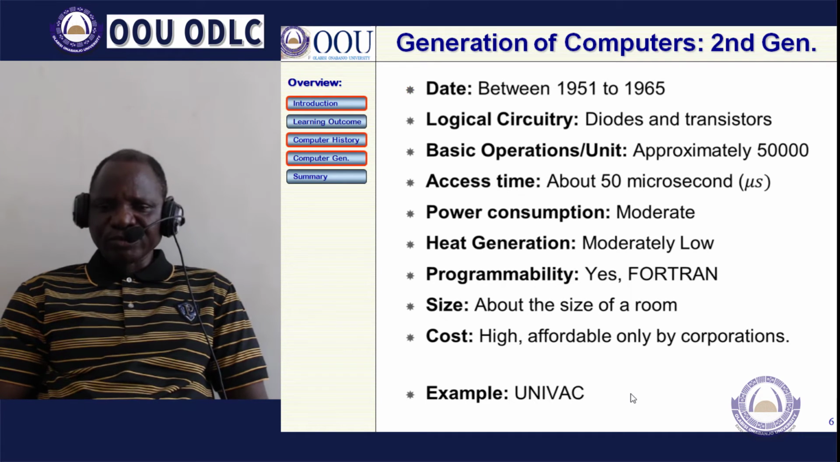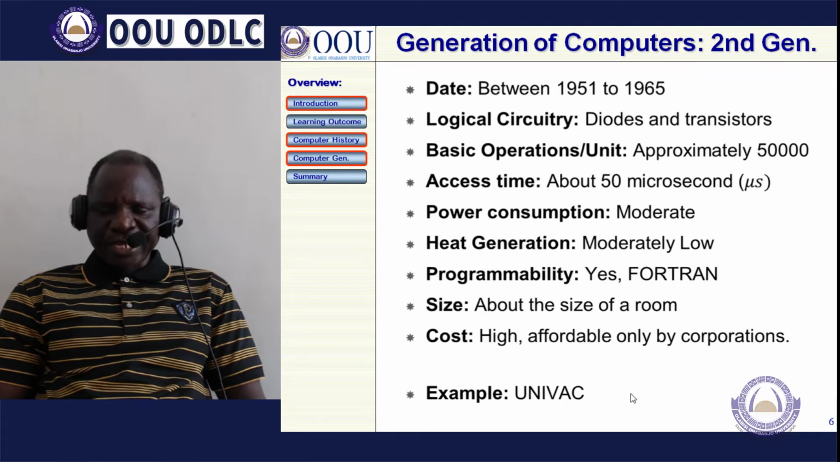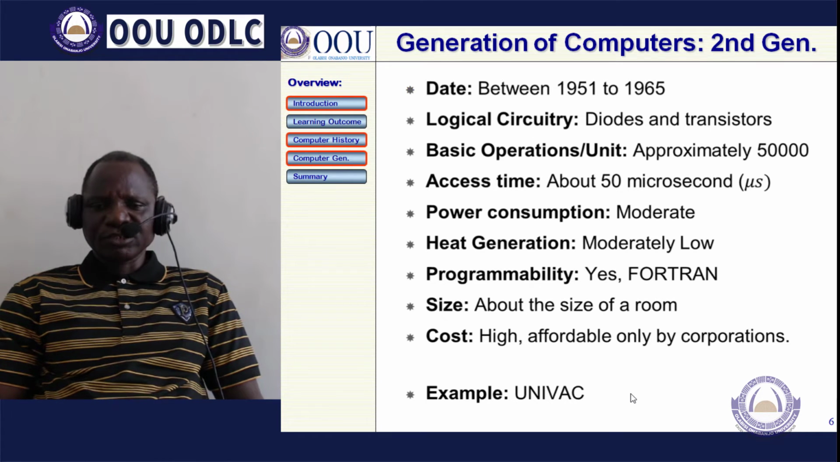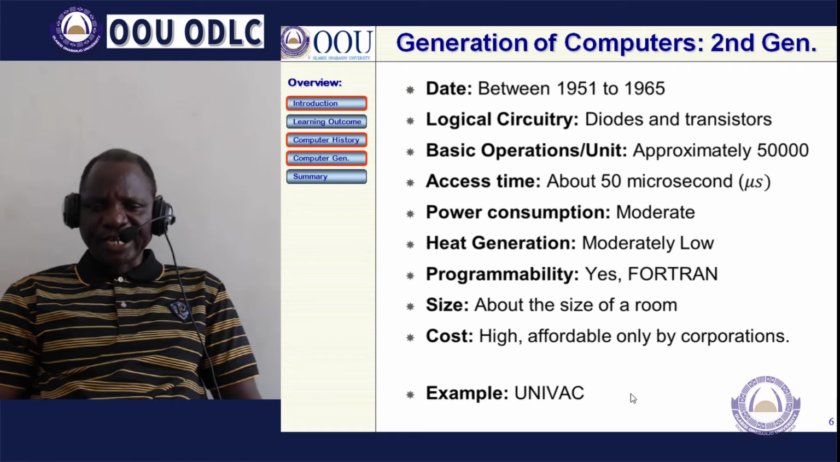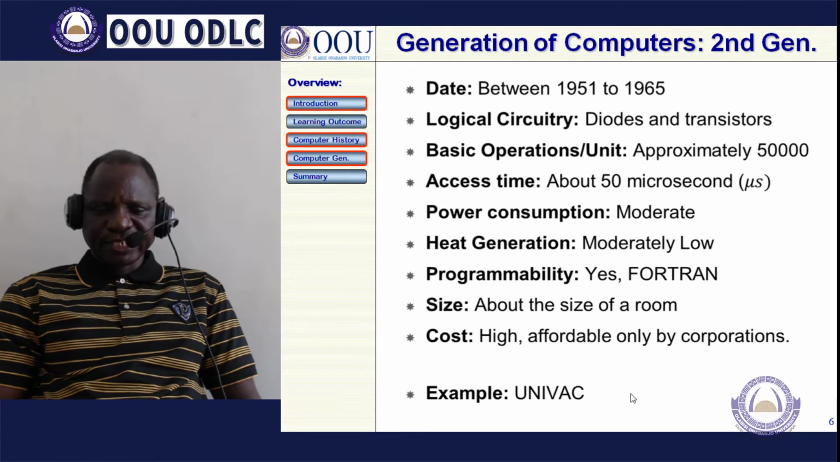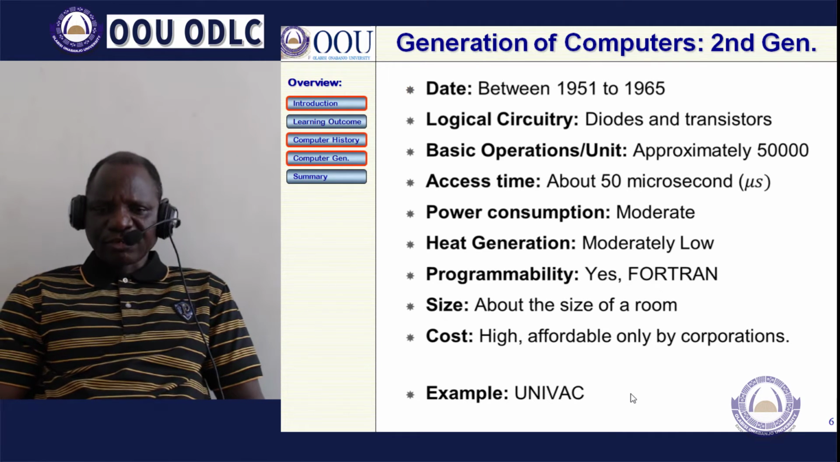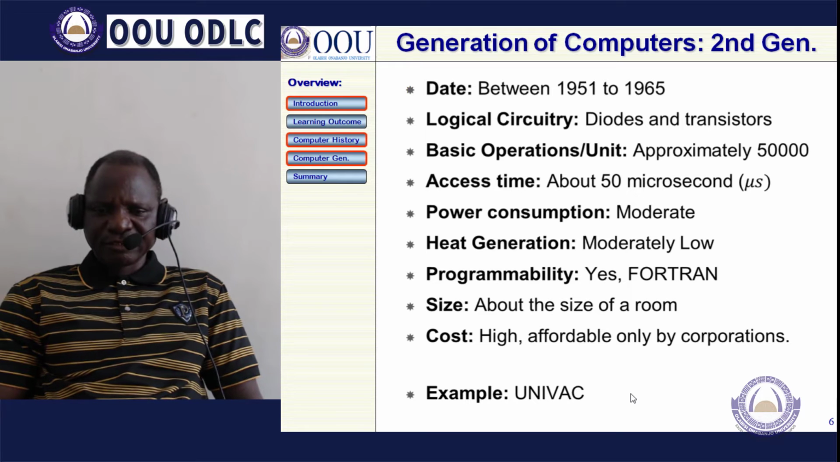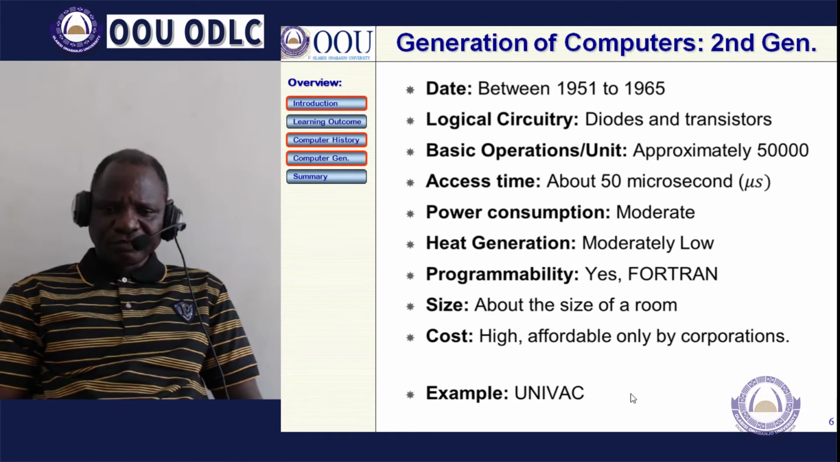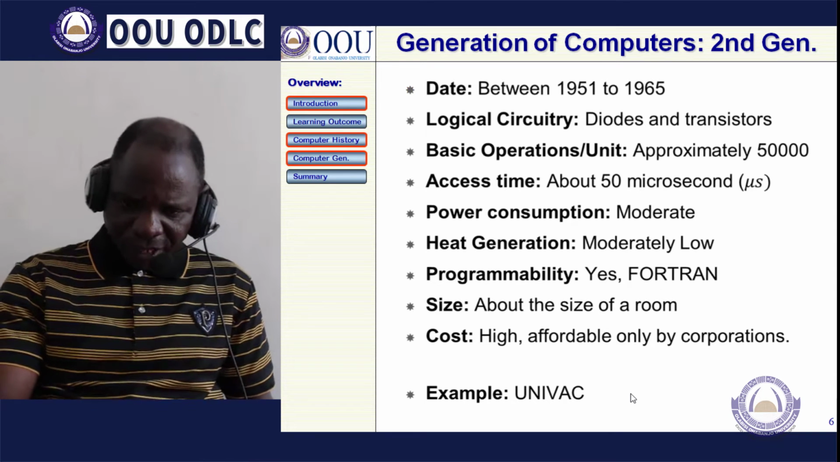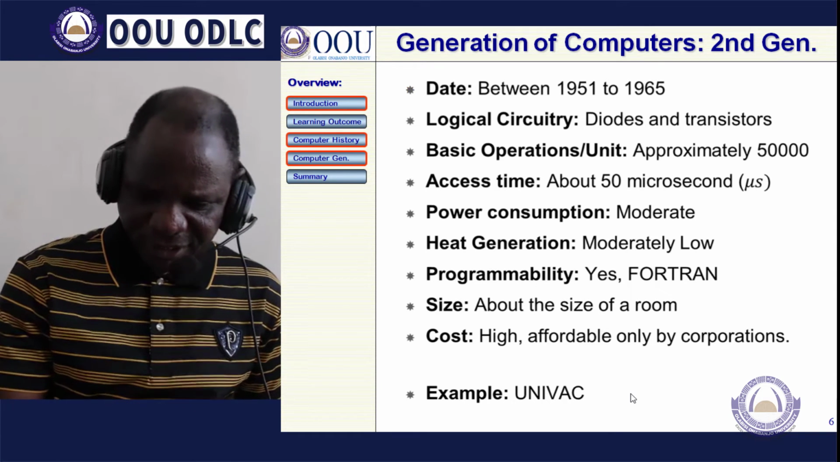The second generation computers were programmable, and they were programmed with Fortran programming language. In terms of size, they are not as big as the first generation, being about the size of a room. But in terms of cost, their cost relatively was still high and affordable only by corporations. Examples of such computers include UNIVAC, meaning Universal Integrator and Variable Automatic Calculator.